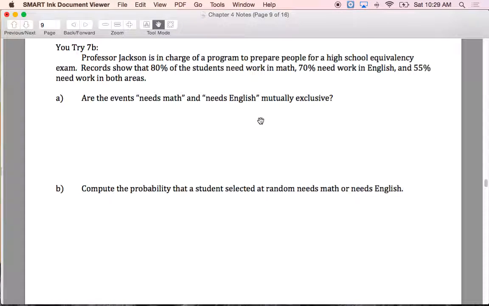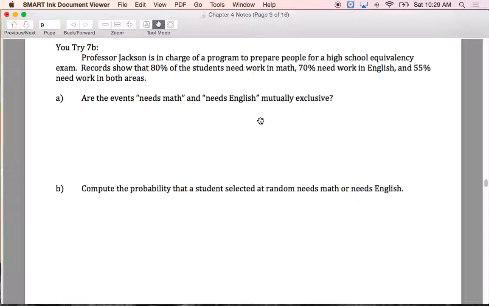Same thing for 7b. I want you to hit pause and then come back with me. Okay, so you should have A and B done. Now, they're giving you numbers in percent form. So when we talk about probabilities, you can talk about percents, but we're going to look at decimals here. So when I talk about these, I'll put them in decimal form first.